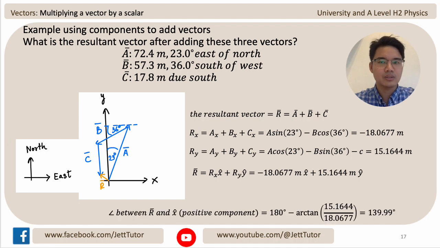And what is the angle between R and the positive x direction? It is 180 minus arctan of 15 over 18, equal to 140 degrees.